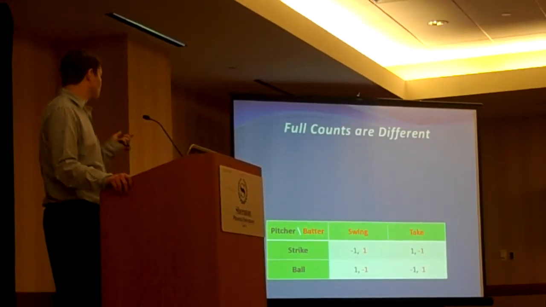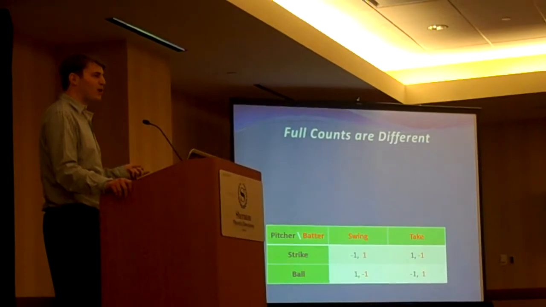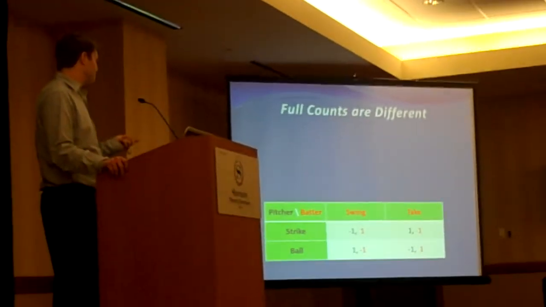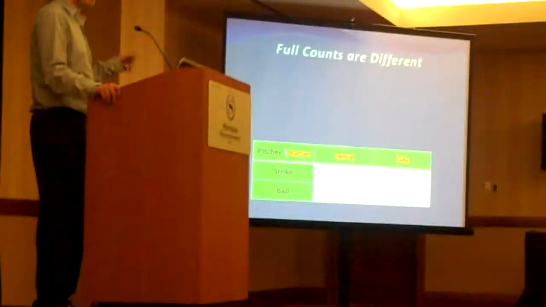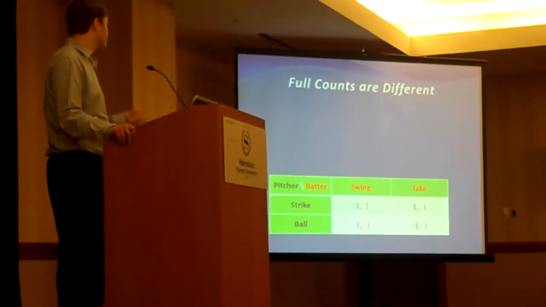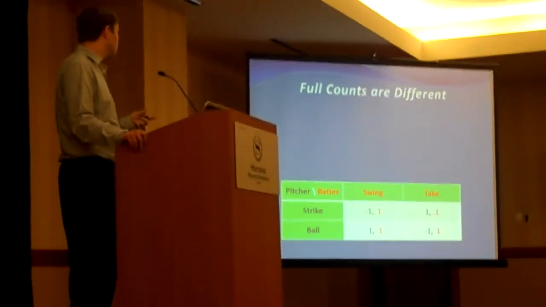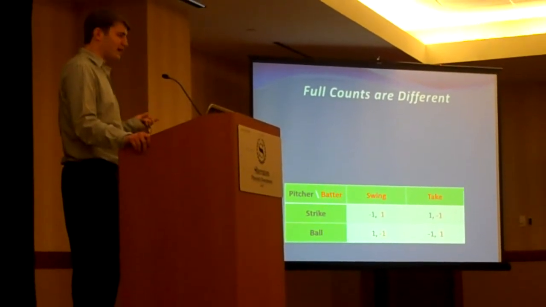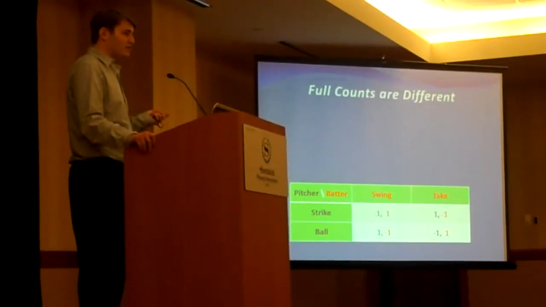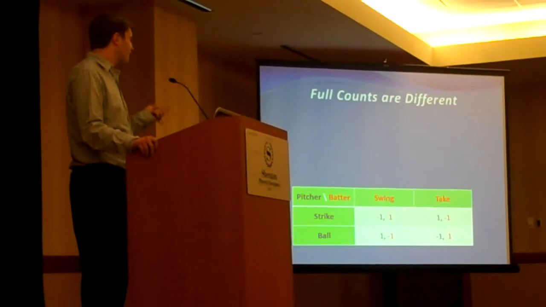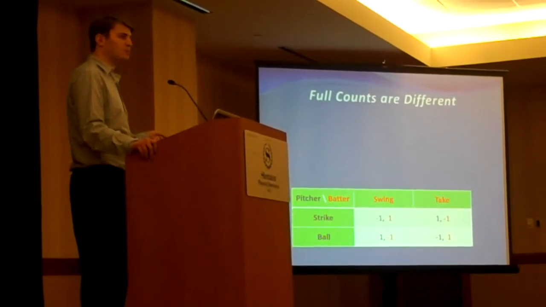So if it's a full count and ball take, obviously that's a walk. That's bad for the pitcher, good for the hitter. So the pitcher gets a -1, the hitter gets a +1. Obviously, taking strike 3 works the other way. That's why the pitcher gets +1, batter gets -1. In terms of if it's a swing, then on average, the batter is definitely going to be better off if it was a ball, so we'll give him +1 there, and we'll give the pitcher -1 there.